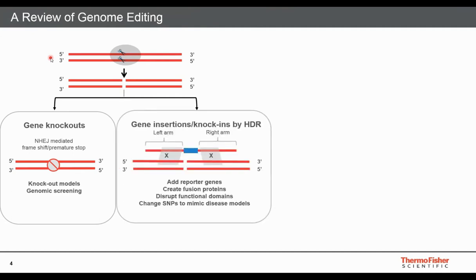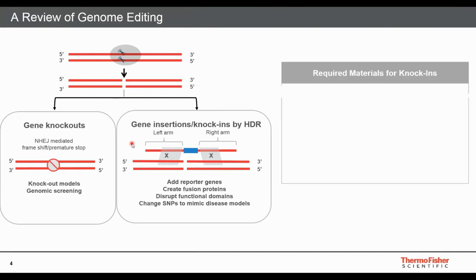The second pathway is to do gene insertions or knock-ins by HDR. And this is a little bit different than what's done for gene knockouts, and that includes a donor molecule with left and right homology arms flanking your insertion sequence that would get incorporated into the genome. These kind of knock-ins are used to add reporters to genes, create fusion proteins, disrupt functional domains, or change SNPs to mimic disease models. And this knock-in approach is going to be the main focus of our presentation today.